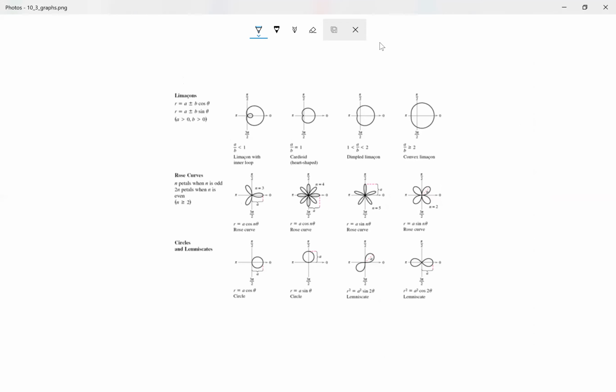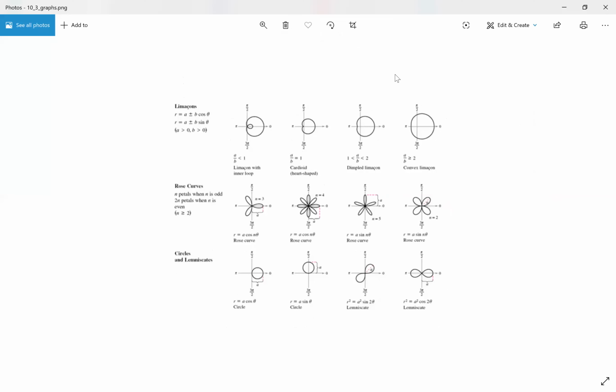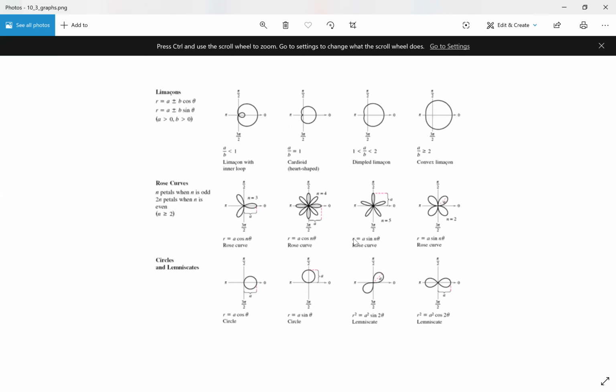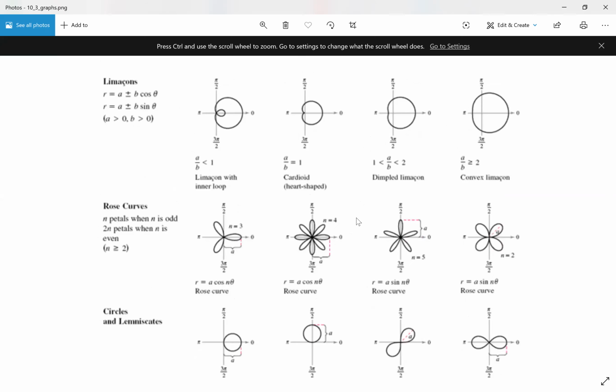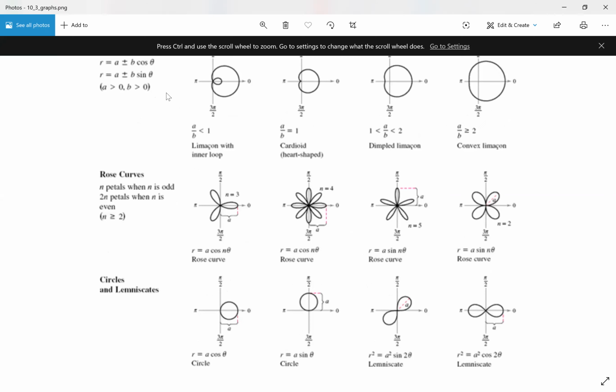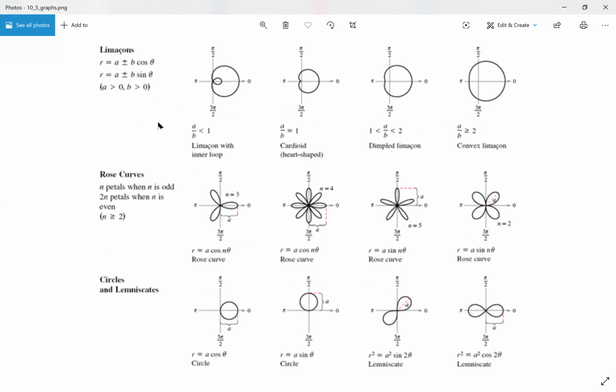I'm not going to go into too much depth about what they all are, but just know that when you see these different forms of the equation, you see them on the left-hand side of the chart. There's different forms that these take. And so when you see these types of equations, you know you're getting some kind of graph that looks like one of these. Okay, so let's go back to our whiteboard.